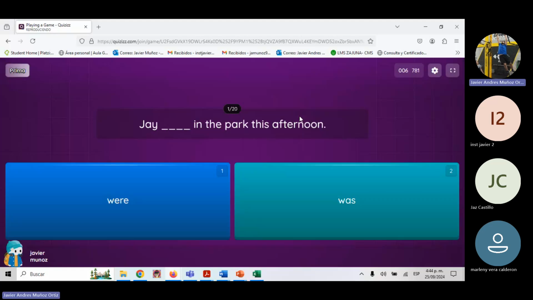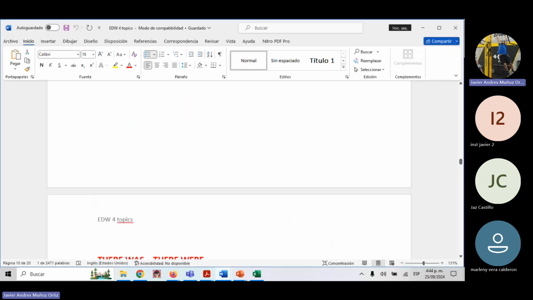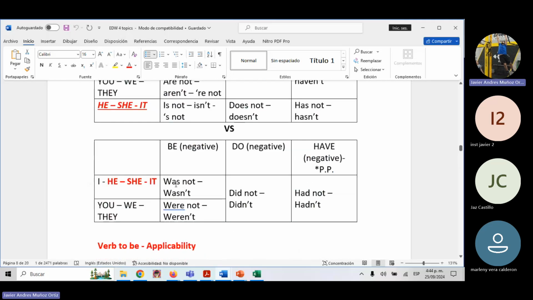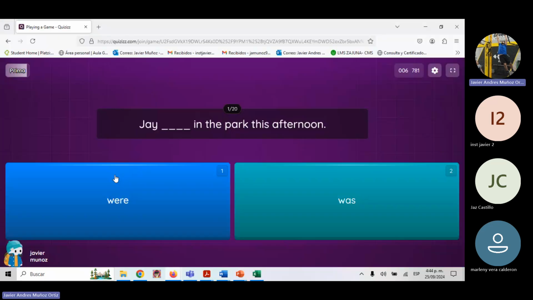Okay, Jay. So Jay is like Mariana in the park this afternoon because this is a first person singular. I mean, she or maybe he, we don't know. This is not very obvious, right? But it's only one person. So let's check the information here quickly. We said we use was for he, she, and I. This is definitely not a plural person. This is a single person. This is maybe a she. So we must say she was in the park this afternoon.